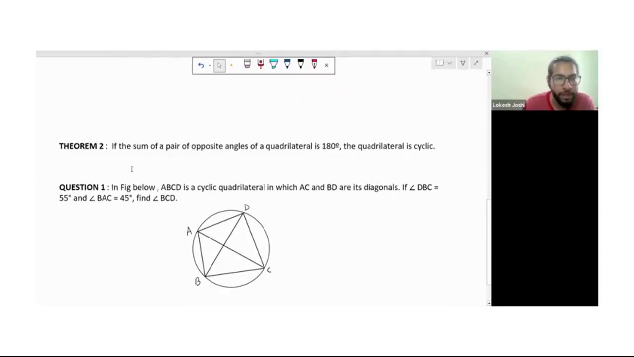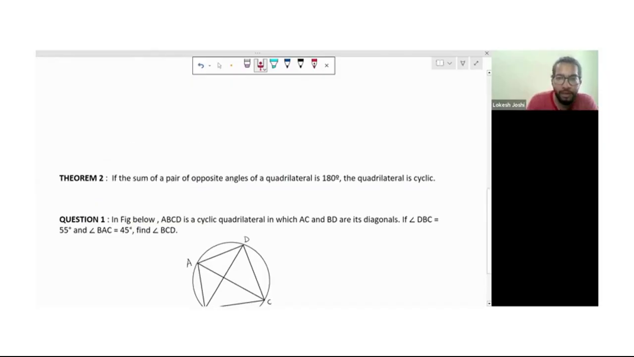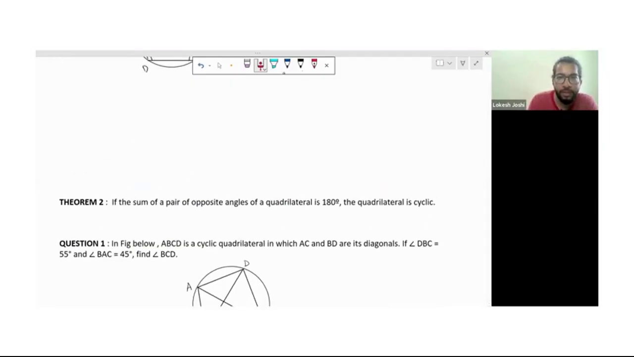Now after that we have: if the sum of a pair of opposite angles of a quadrilateral is 180, then the quadrilateral is cyclic. That's the reverse theorem of the previous one. So let me explain this one also.